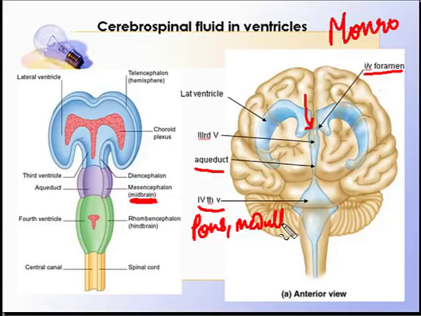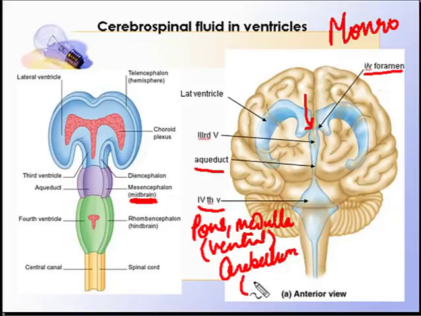These are present ventrally, these are ventral, and the cerebellum, which lies dorsal or forms the roof of the fourth ventricle. The fourth ventricle is continuous with the central canal of the spinal cord. So you can see that over here.